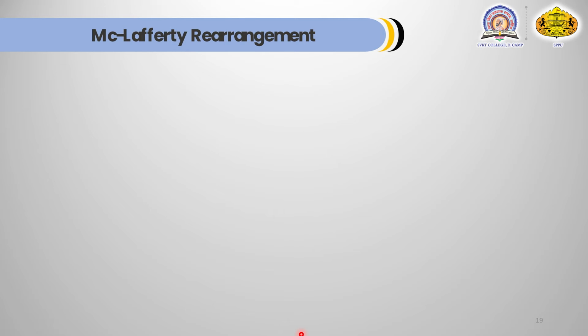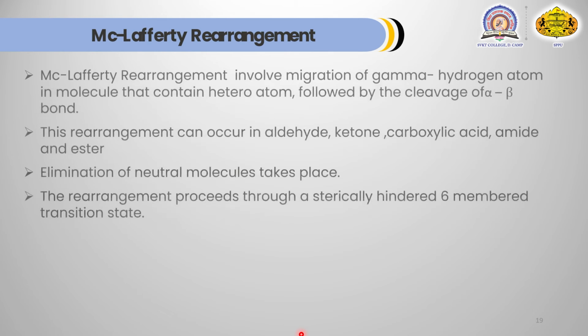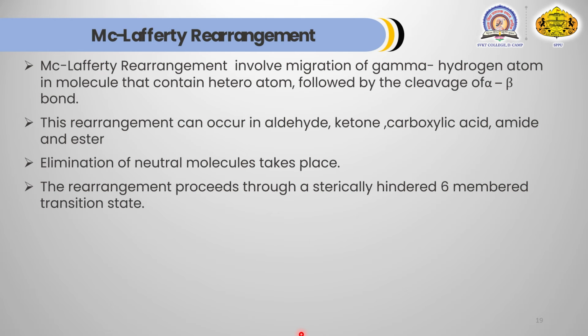Now, the third and last rearrangement of today's lecture is the McLafferty rearrangement. This McLafferty rearrangement is observed in mass spectroscopy or mass spectrometry. McLafferty rearrangement involves migration of a gamma hydrogen atom in a molecule that contains a heteroatom, followed by the cleavage of the alpha-beta bond. It means in McLafferty rearrangement there should be a gamma hydrogen atom present in the molecule.